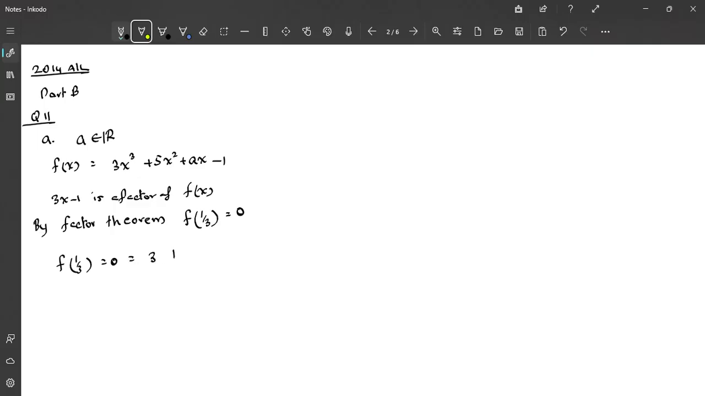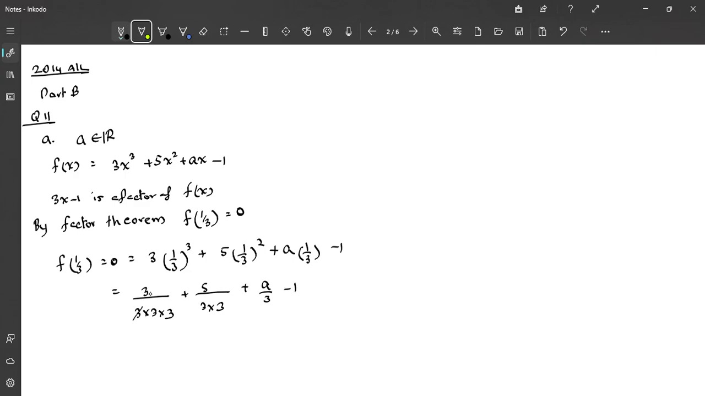So f(1/3), which is equal to 0, is equal to 3 (wherever you find x, put 1 over 3) to the power 3 plus 5 (1 over 3) to the power 2 plus a (1 over 3) minus 1. That is 3 into 1 over 3 times 3 times 3 plus 5 over 3 into 3 plus a over 3 minus 1. 3 into 3 is 1 over 9 plus 5 over 9 plus a over 3. We can put this minus 1 to the other side. So I will put here 1.